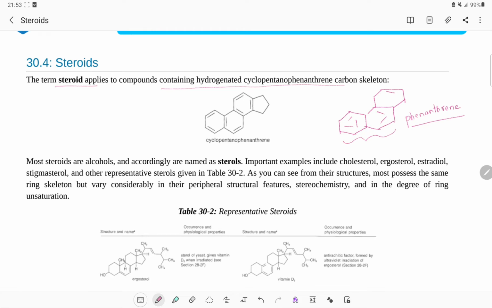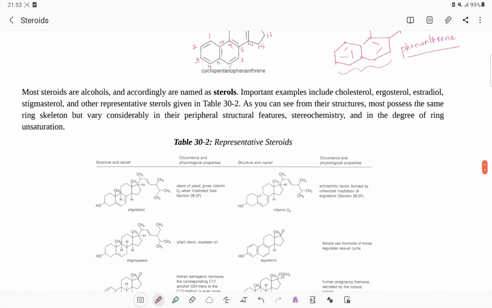The term steroid applies to compounds containing the hydrogenated cyclopentano-phenanthrene carbon skeleton. Now, when I look at this cyclopentano-phenanthrene carbon skeleton, it consists of 17 carbon atoms: 1, 2, 3, 4, 5, 6, 7, 8, 9, 10, 11, 12, 13, 14, 15, 16, 17. Now, based on this system, we could understand that the structure will have the cyclopentano-phenanthrene carbon skeleton.